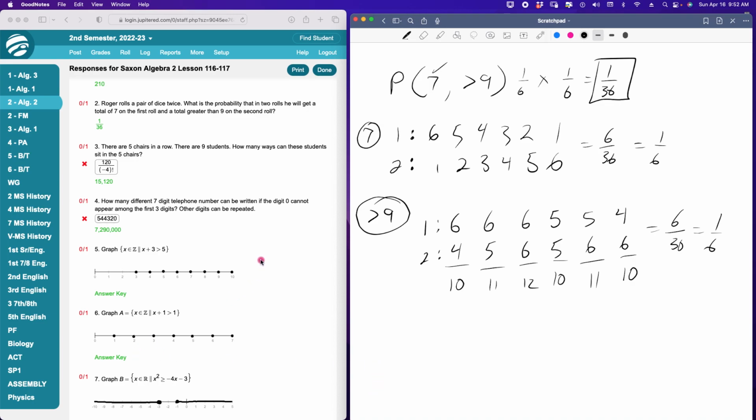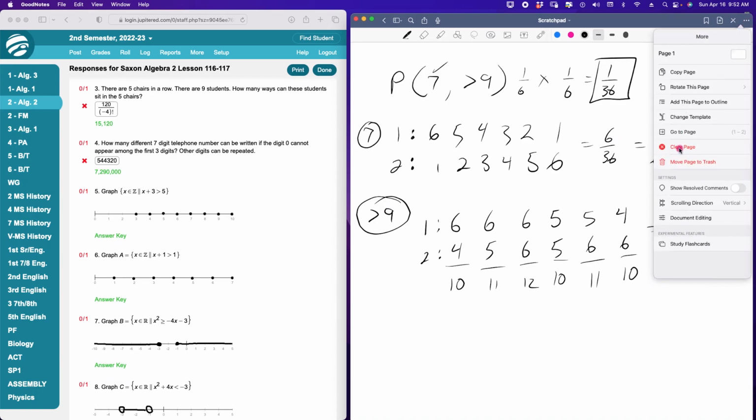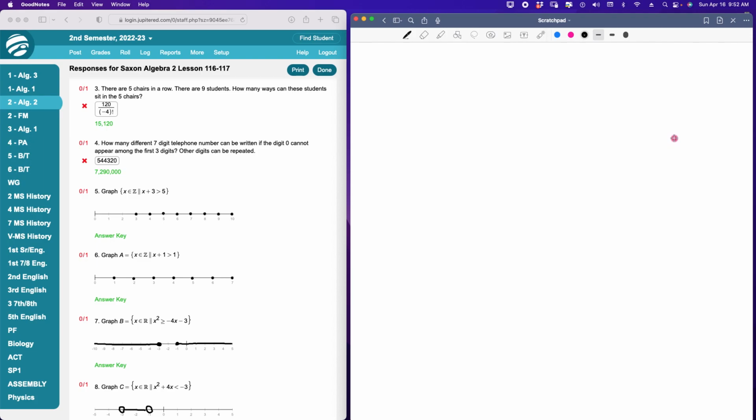All right, so let's look at the next one, the chair question. So it's really straightforward. You have 9 students. There's 5 chairs. 1, 2, 3, 4, 5. So you pick one of the 9 students for the first chair, one of the remaining 8 for the second, one of the remaining 7 for the third, one of the remaining 6 for the fourth, and one of the remaining 5 for the fifth. And we just multiply those together.